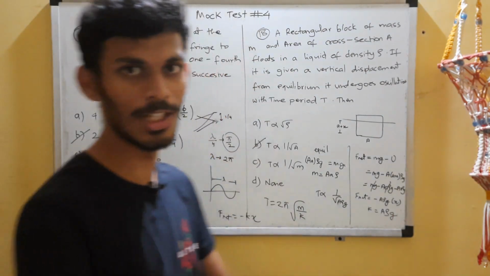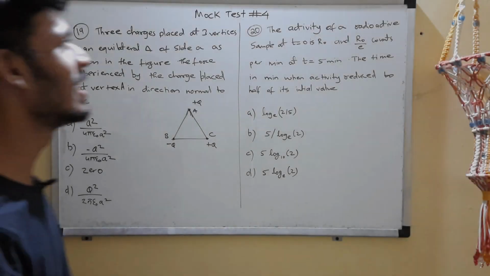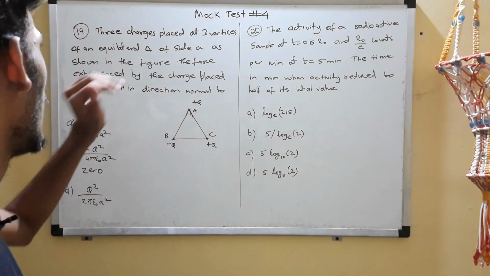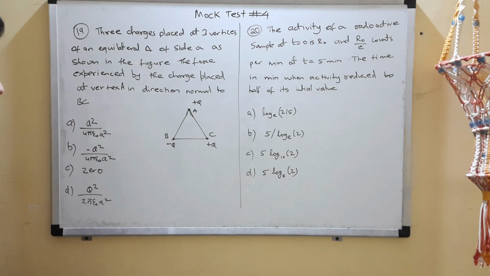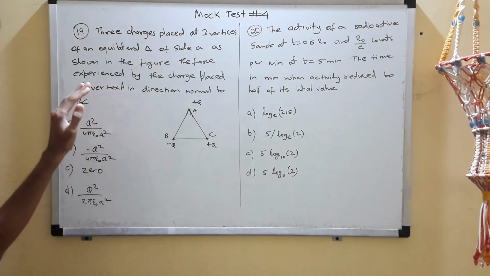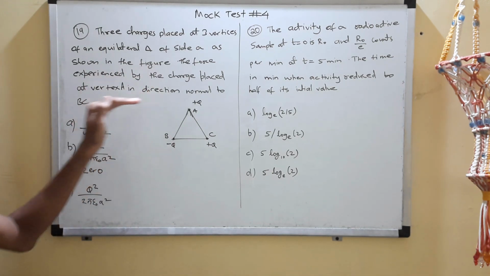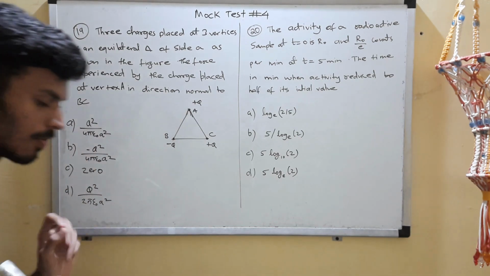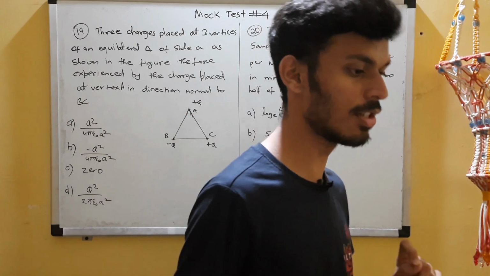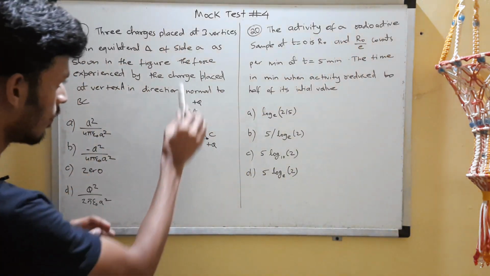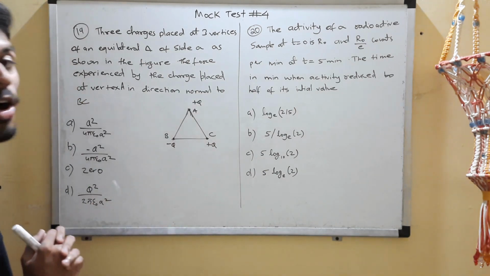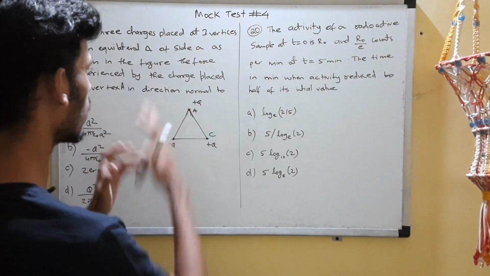Over to the next question now. Questions 19 and 20. In question 19, we have three charges placed at three vertices of an equilateral triangle of side a. You are supposed to tell the force experienced by the charge placed at vertex A in the direction normal to BC. So we are concerned only about the vertical component of the force, either upward or downward, not the horizontal force.